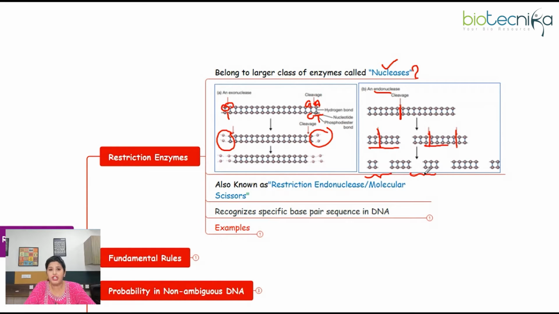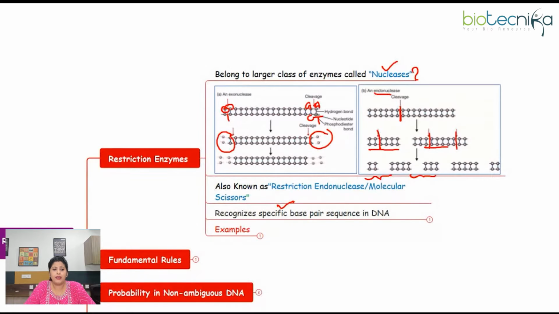They are restriction endonucleases, and they're popularly known as molecular scissors. So just like you need a scissor for cutting a cloth or a paper, similarly to cut the DNA molecule, we need the restriction enzymes, also called restriction endonucleases. So popularly they are called molecular scissors. But the very interesting fact about these restriction enzymes is that they don't cut randomly. They recognize a specific base pair sequence in the DNA, and then they make a cut.